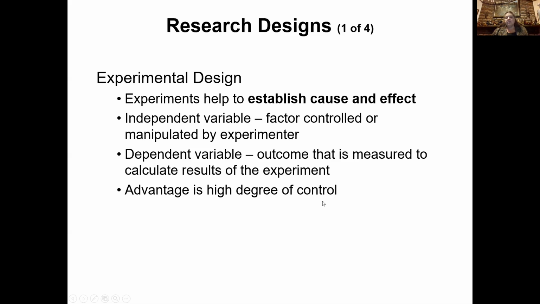The advantage is a high degree of control. When you are doing experimental research, you control the environment that your research is conducted in. You're going to control everything to the absolute best of your ability to make sure that the only change happening would be the change in the independent variable. That is the only thing that we want to see changing. Everything else should stay the same: the lighting, the temperature, the environment, the researchers, everything you can keep the same should be the same except for your independent variable.